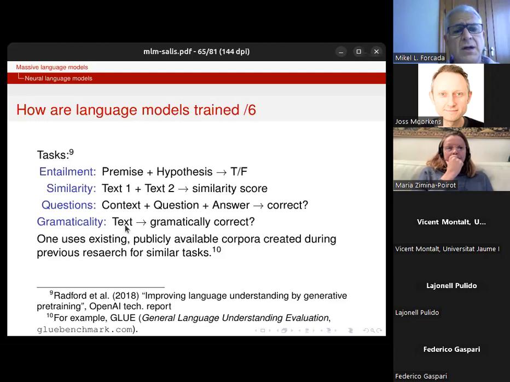And for that, you use publicly available corpora that were created during previous research. A particular one is GLUE, which is General Language Understanding Evaluation.